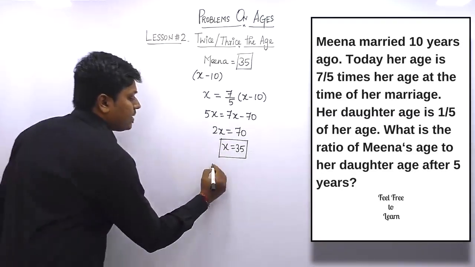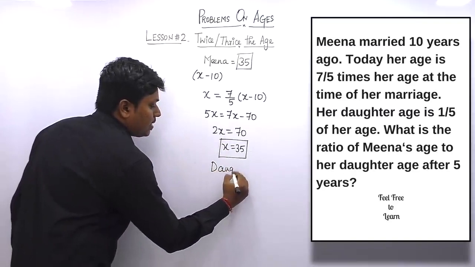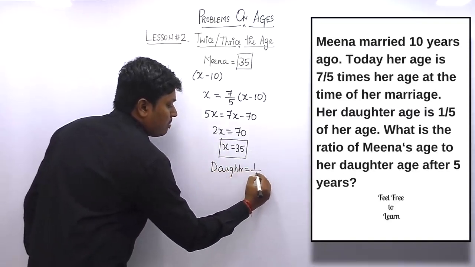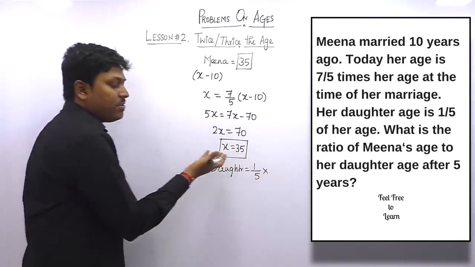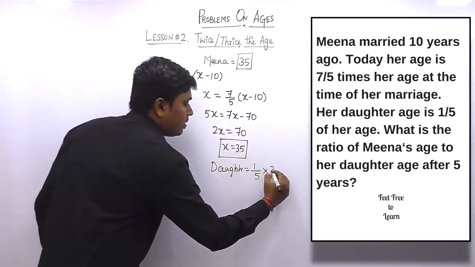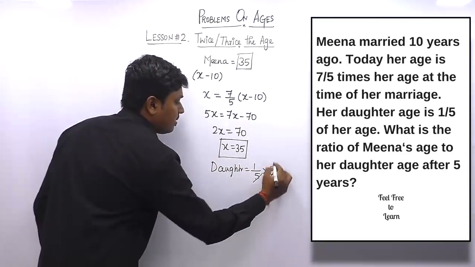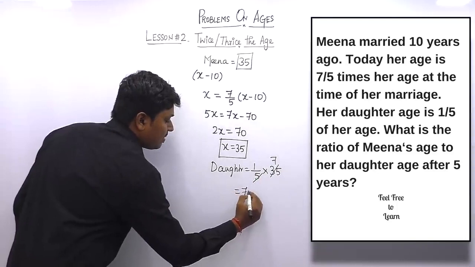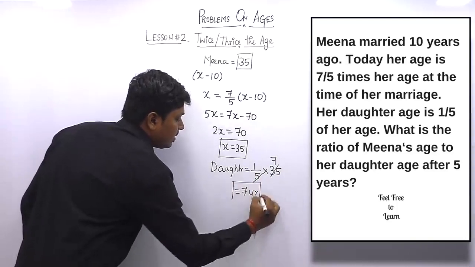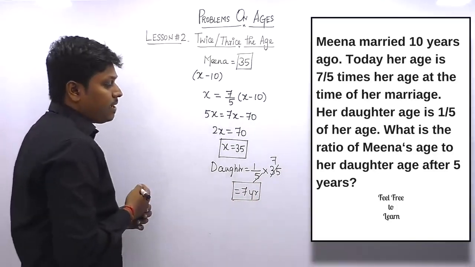So 1 by 5, listen here, what they are saying is daughter's age is 1 by 5 of her age. And now, just now we have calculated her age is 35. So once you divide, this will be 7. So we can say daughter's age will be 7 years. So 7 years is daughter's age and Meena's age will be 35.